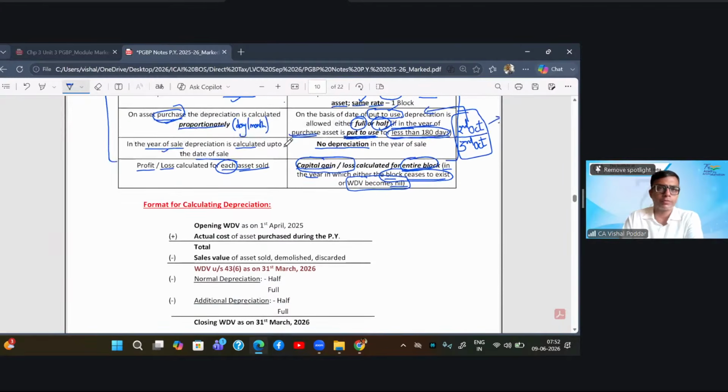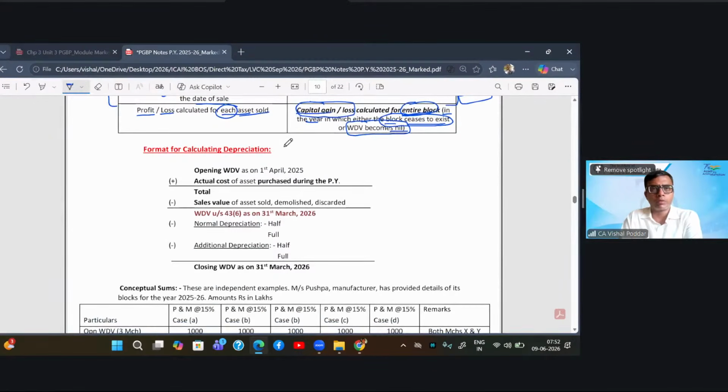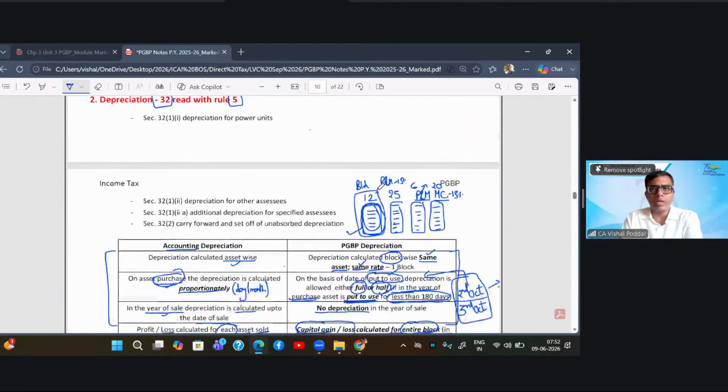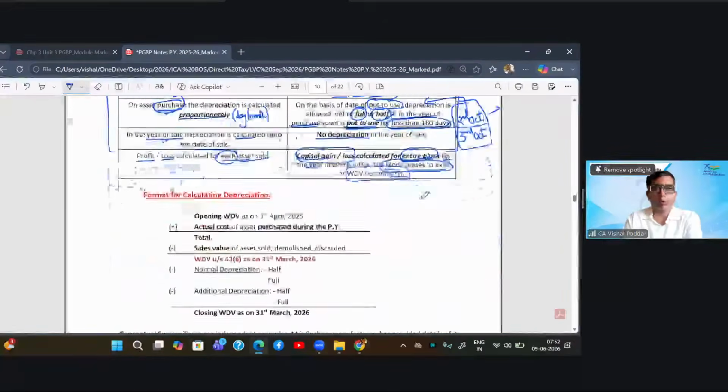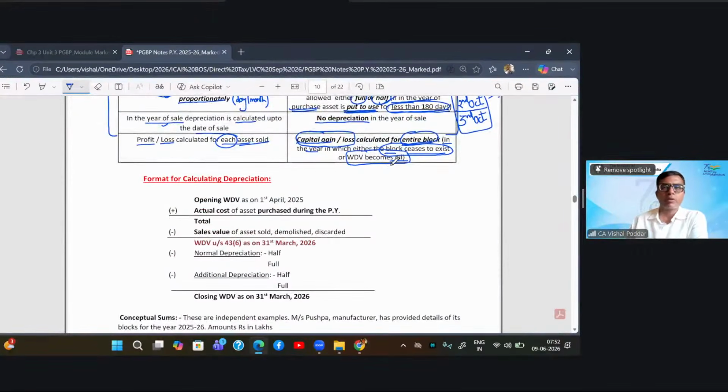Okay, students. Now, what I have explained till now is that we have to do the calculation blockwise. So now the format of calculating depreciation, this will be called your particulars. Then you will do the calculation of each block in this format. Let us say I'm doing the calculation of the block of plant and machinery 15%. The same format will be applicable for the building block, the plant and machinery 40% block, the motor car block, the intangible assets block, for everything.